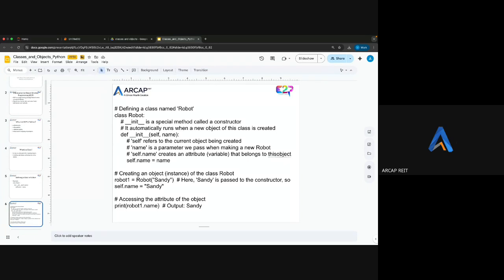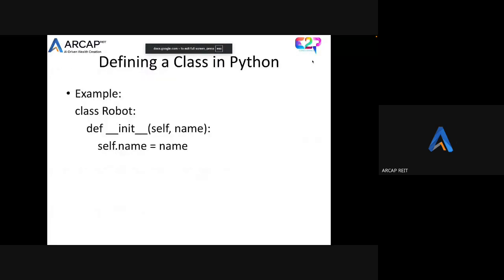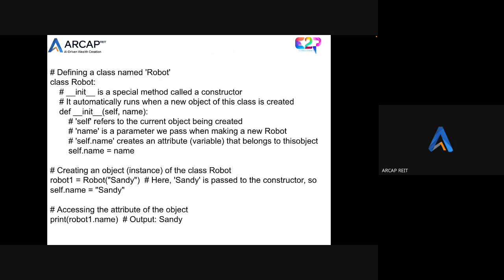Here we are defining a class named Robot. As I said, __init__ is a special method called a constructor. Constructor means whenever we are creating an object, if we want to set a few values at creation, we use the constructor. It automatically runs when a new object of this class is created.